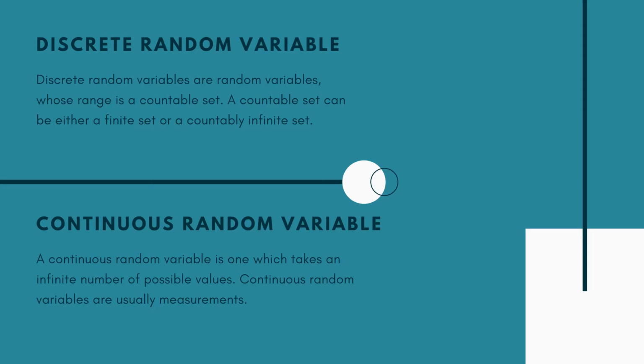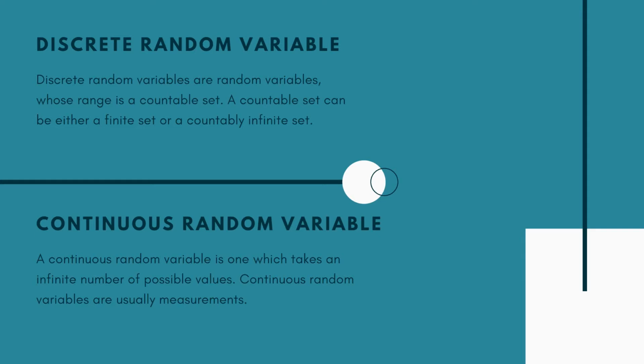There are two types of random variables. First, discrete random variables are random variables whose range is a countable set. A countable set can be either a finite set or a countably infinite set. Examples: number of doctors present at a hospital, number of COVID vaccines in a box, number of heads when flipping 3 coins, students' grade level.